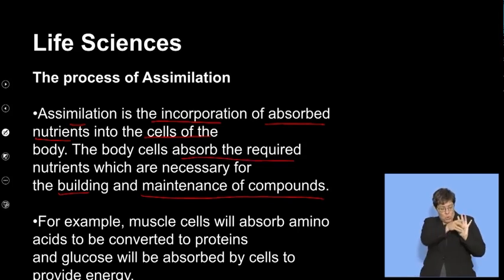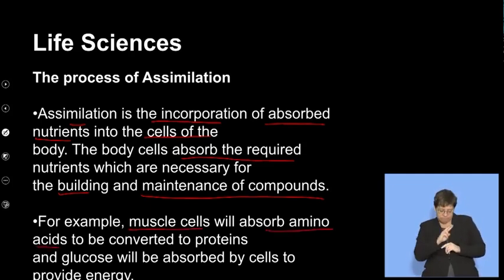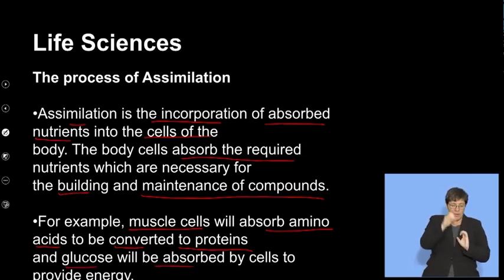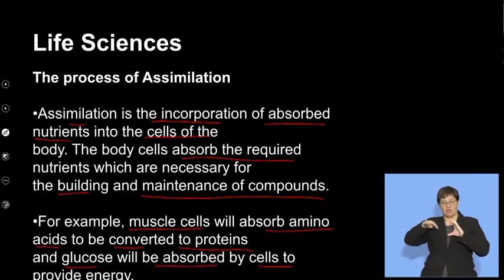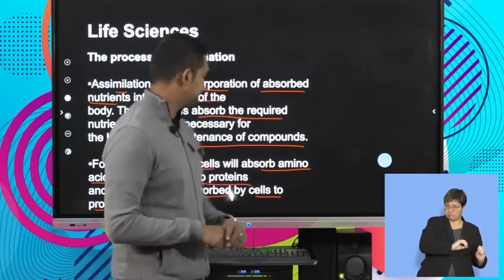So we absorb the amino acids and then we make proteins. For example, your muscle cells will absorb the amino acids from the bloodstream and convert these into proteins. Proteins then will repair and regenerate the muscles. Glucose will then be absorbed by the cells and will provide the mitochondria with energy for cellular respiration. That in turn produces ATP for cellular metabolism.